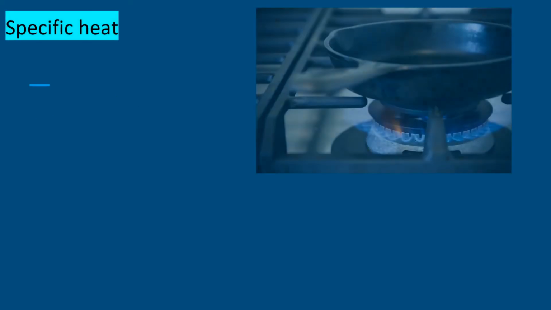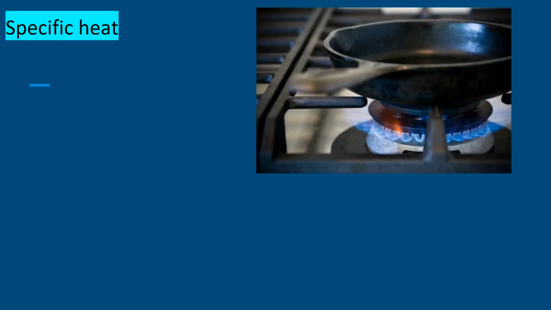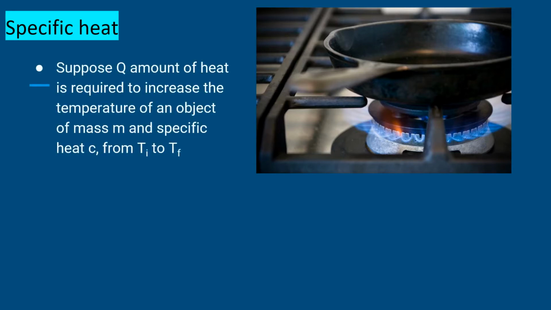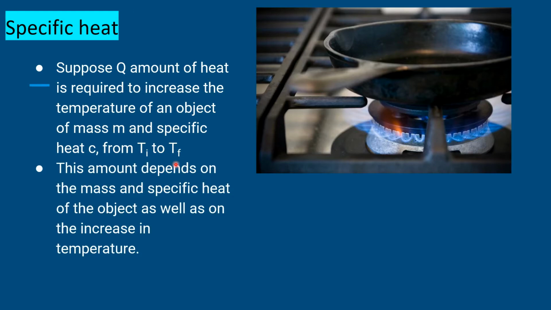So let's get back to the frying pan on the burner. Suppose the temperature before you keep the pan on the burner is Ti, and after heating up it reaches Tf. Let the amount of heat required to raise the temperature be Q, the mass of the pan is M and specific heat is C, and the temperature change is Ti to Tf, that is initial temperature to final temperature. So the amount of heat required to increase the temperature from initial to final depends on the mass, the specific heat, and the change in temperature.